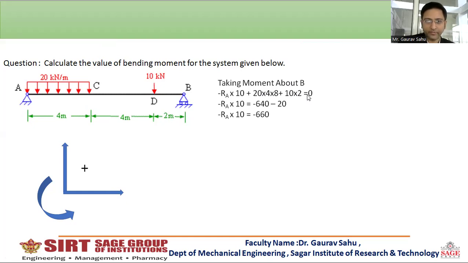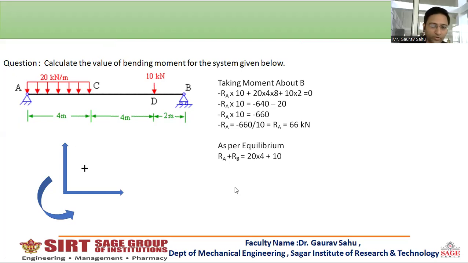And the same thing we have done in the SF problem also. We have calculated the value of RA as 66 kilonewton. And as per equilibrium, the total upward force is equal to the total downward force. So upward forces are RA plus RB and downward forces are 20 into 4, because whenever a UDL is there, you have to convert that UDL into point load by multiplying with the distance of the span over which the UDL is spread. So UDL 20 kilonewton per meter is spread over a span of 4 meter. Generally, this method is applied to convert UDL into point load. So by putting the value RA equal to 66, we get the value of RB as 24 kilonewton.